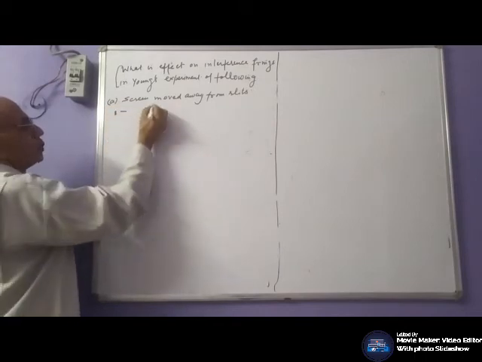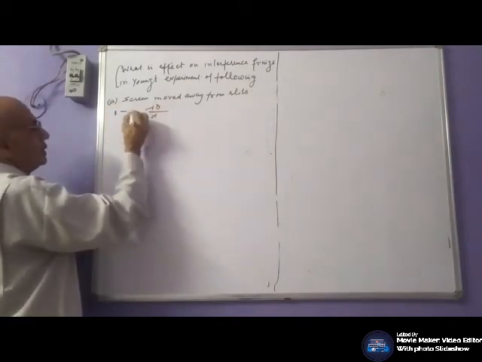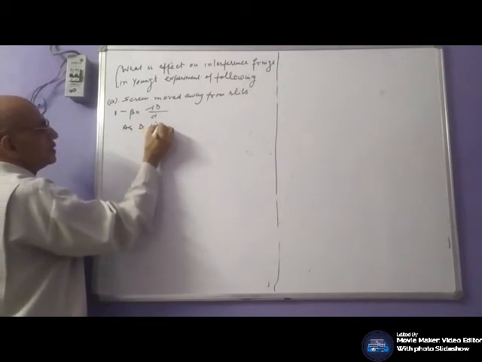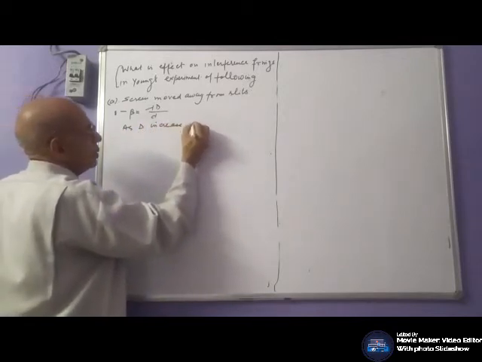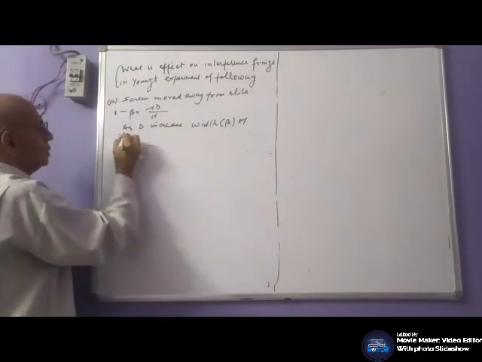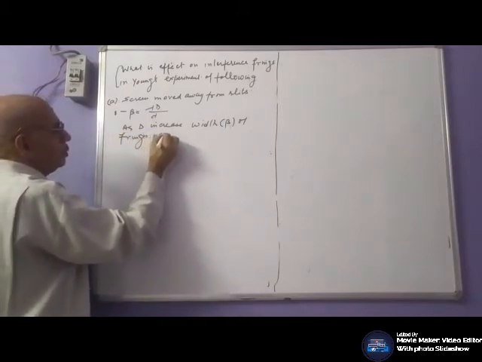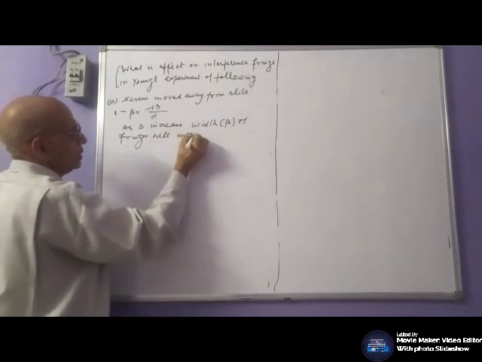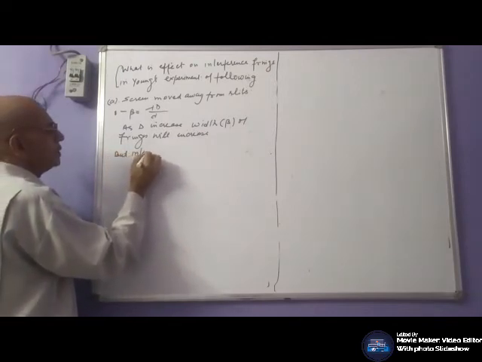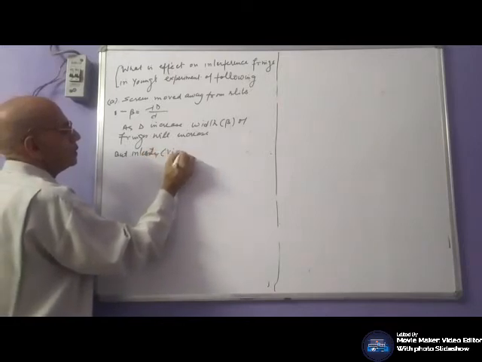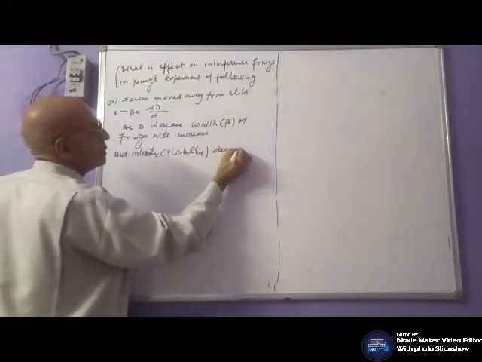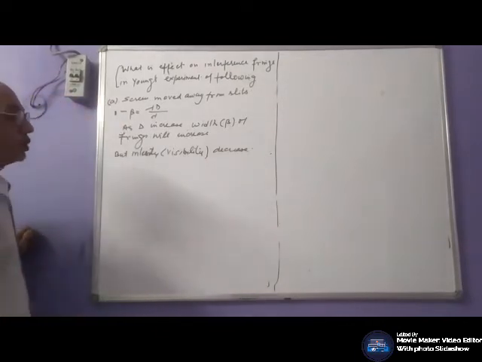The answer, lambda D by d is beta. As D increases, width of fringes will increase, but intensity, visibility decreases. Why? Distance of source and screen is increased.